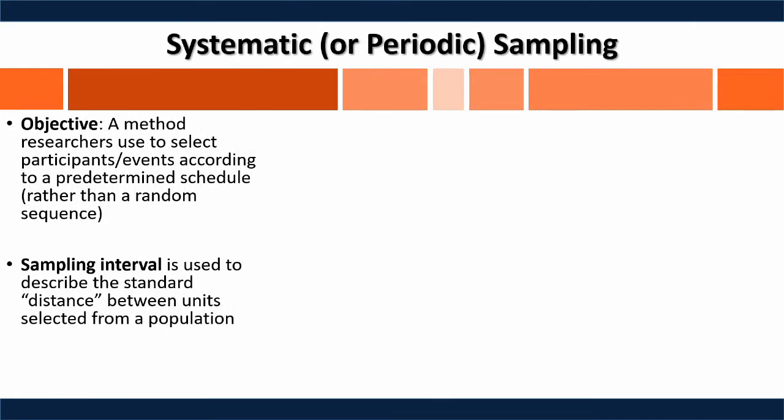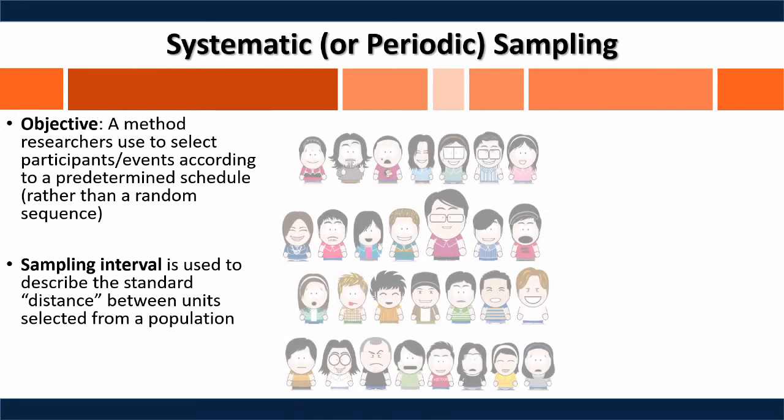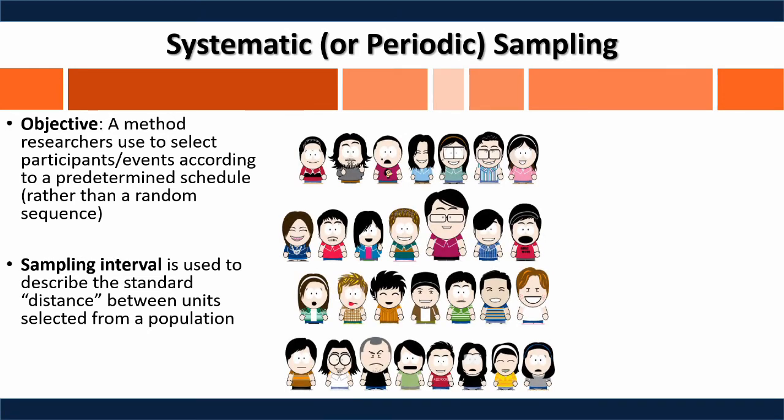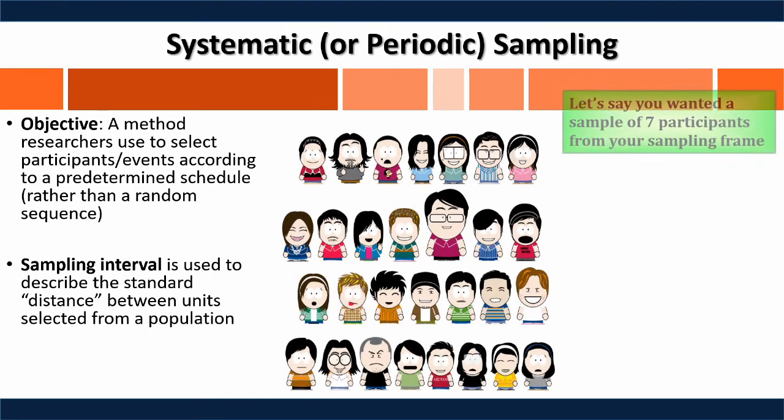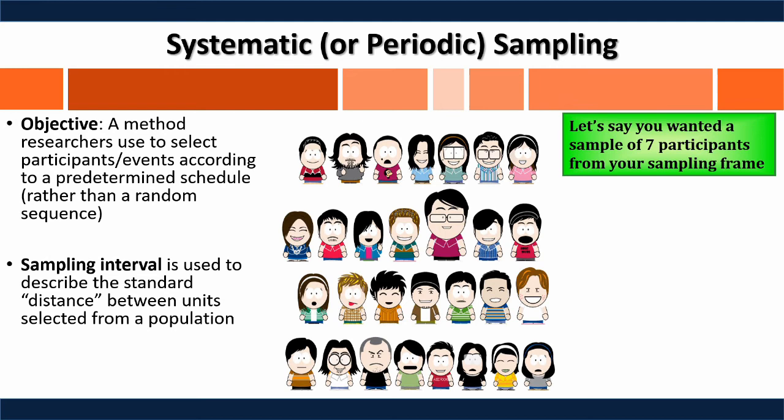Systematic random sampling is a process in which all members of a population are listed, and the researcher takes every nth person from that population until he or she has the desired number of participants. That explanation might be a little confusing, so let's go back to our sampling frame from the prior example. Let's say you needed to draw 7 people randomly from this population.